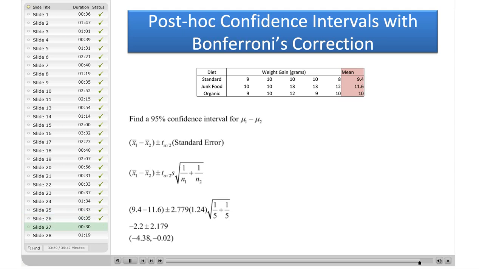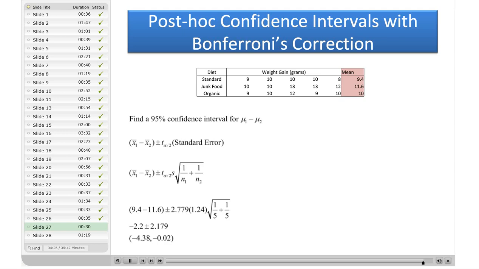So this slide just shows the calculation for the confidence interval when we're taking Bonferroni's correction into account. We're just using the same formula that we used from before, but you can see that towards the bottom we're using a t-value of 2.779 as suggested from the previous slide. This gives us the confidence interval from negative 4.38 to negative 0.02. And I'm not sure if you'll recall, but this is actually the correct confidence interval that the SPSS output was giving us.